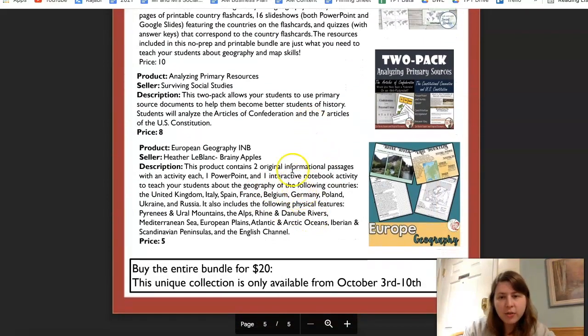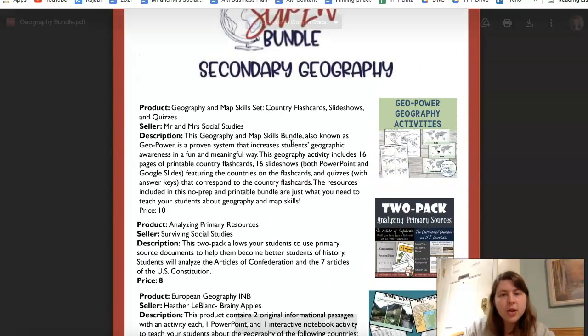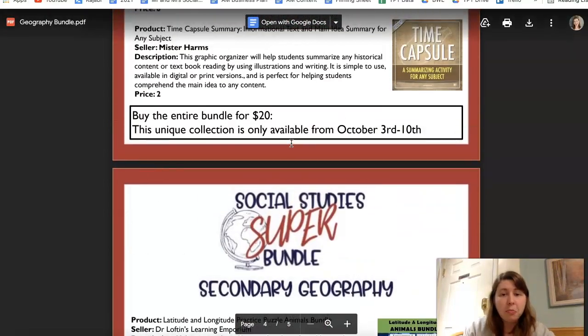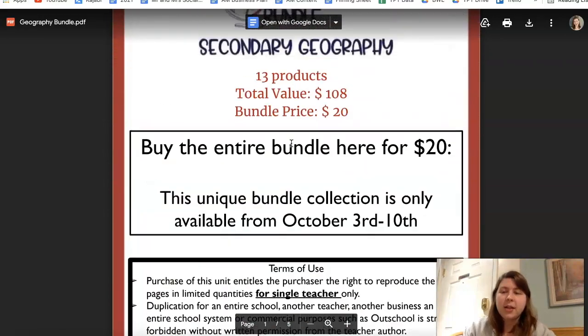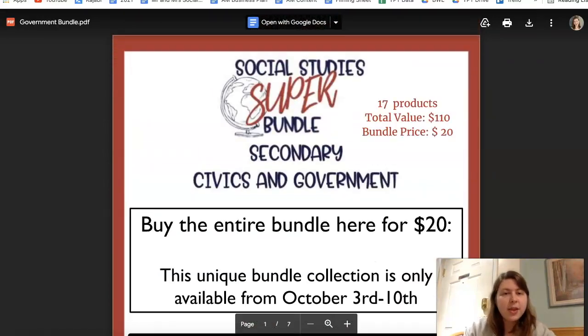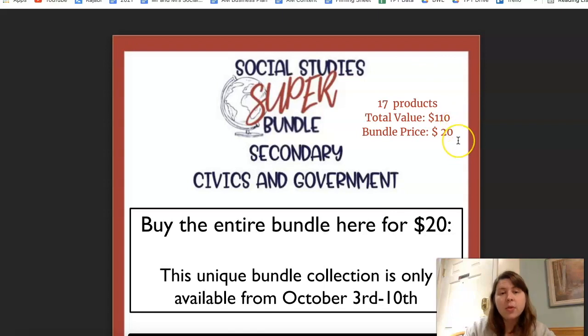So Europe geography, primary sources again. So yeah, definitely a smaller bundle, but with that, there's still a few resources that are very valuable and could be of interest. There's also a Civics and Government bundle. This has 17 products valued at $110 with a bundle price of $20.